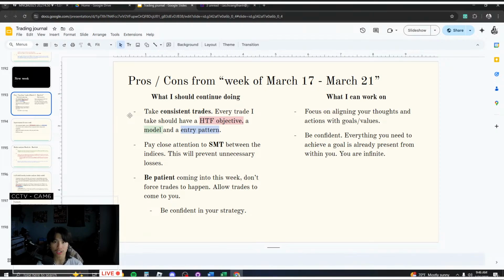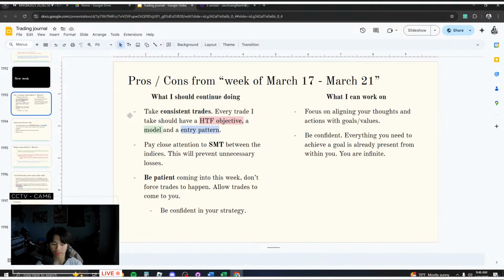So like the trade that I just went over with you guys, I had a higher time frame objective, I had a model, and I had an entry pattern. Everything there was present, right? All 3 components were present. All I had to do was press the button.